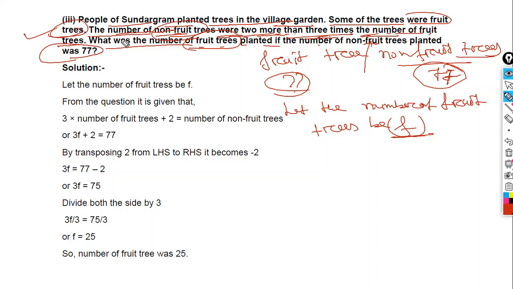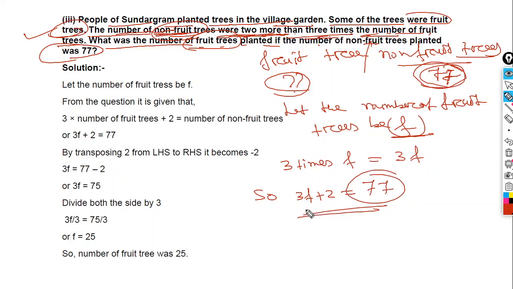Now again you come to the question: non-fruit trees were 2 more than 3 times the number of fruit trees. So 3 times f is 3f. How much more? 2 more than 3 times. So as per the question, 3f plus 2 is equal to 77, which is the number of non-fruit trees. Now 3f plus 2 equals 77. This is your equation.